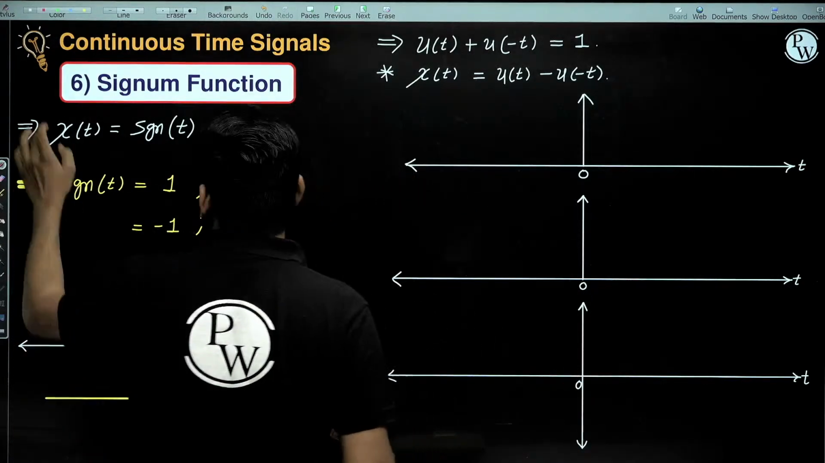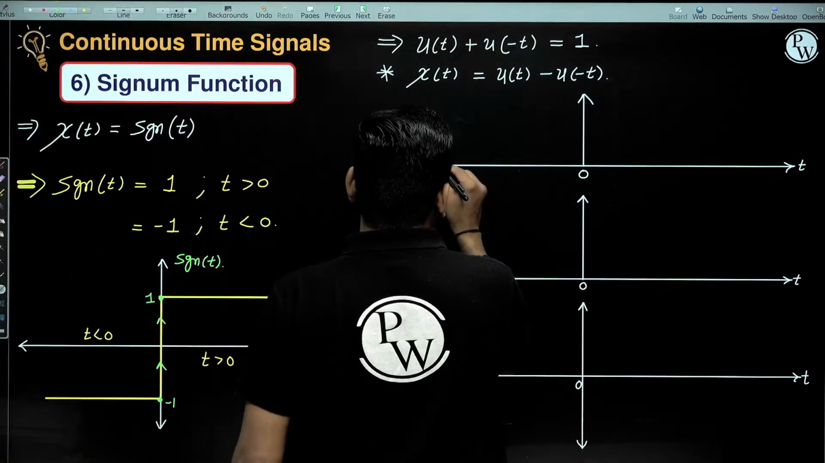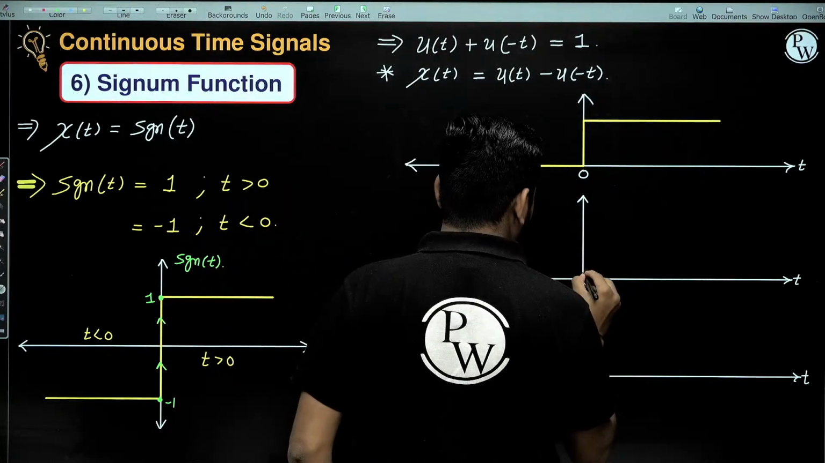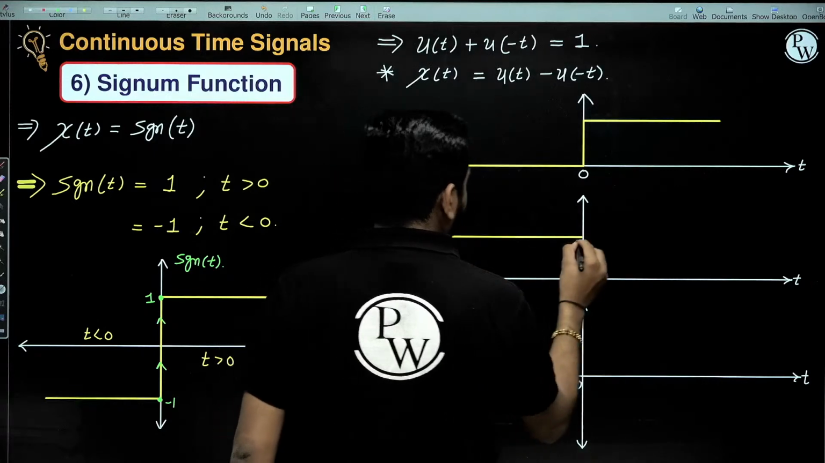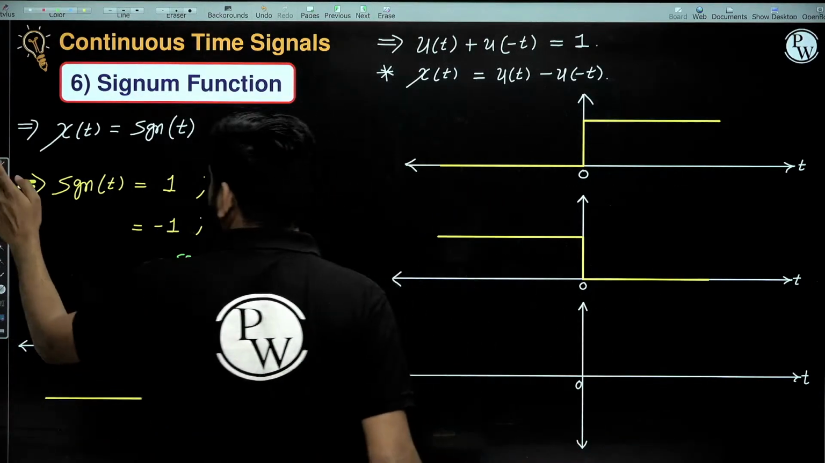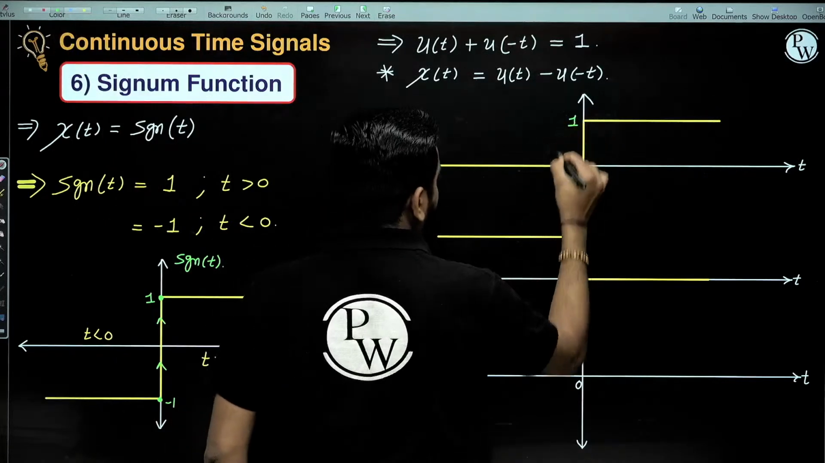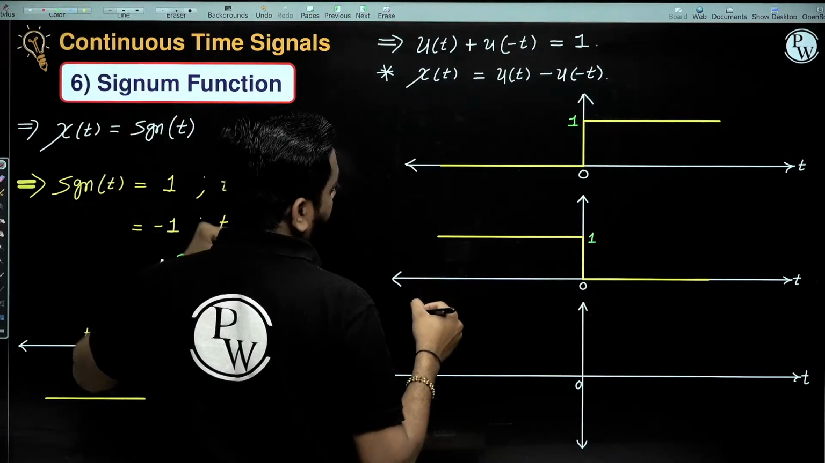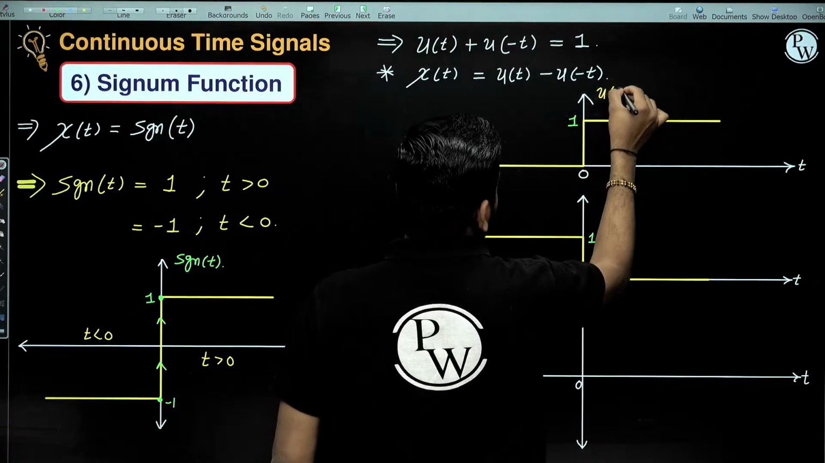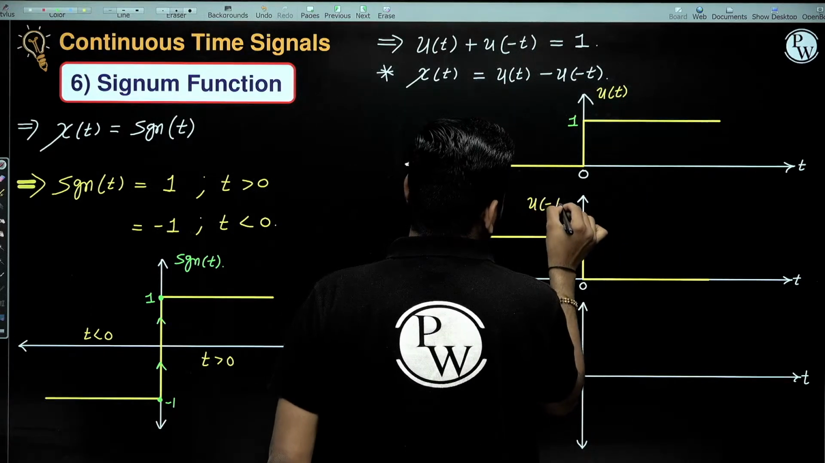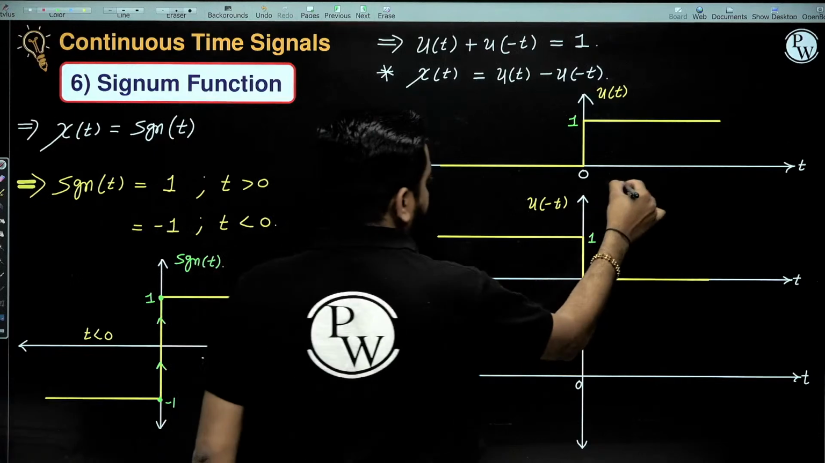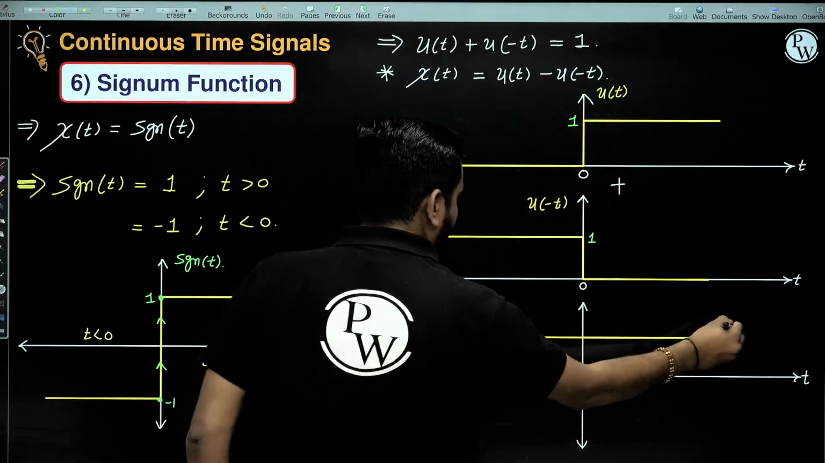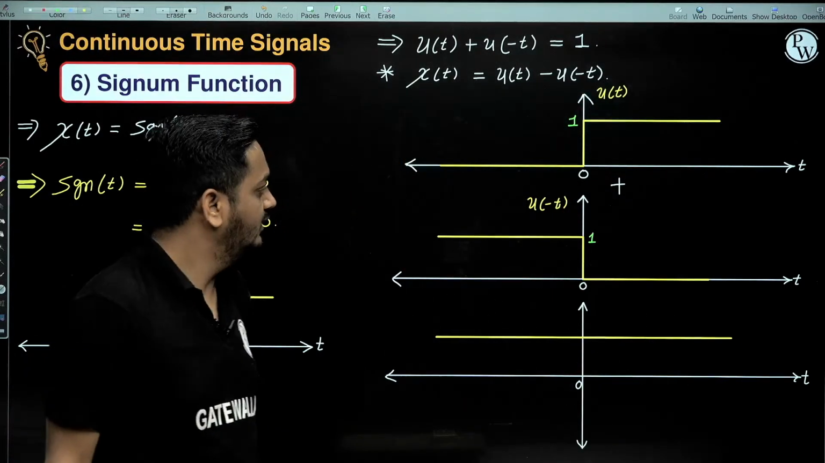Now u of t means it is 1 for t greater than 0, the standard u of t function. And u of minus t has amplitude 1 for t less than 0. Now if you add these two signals, u of t plus u of minus t, you will get 1 for all t, correct? It will be 1 for all t, guys.